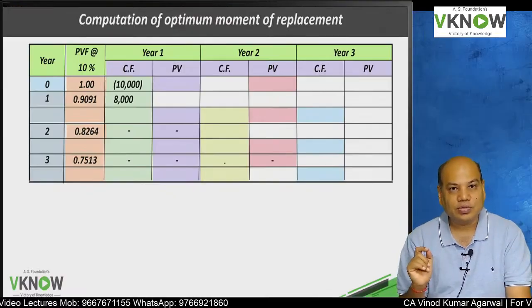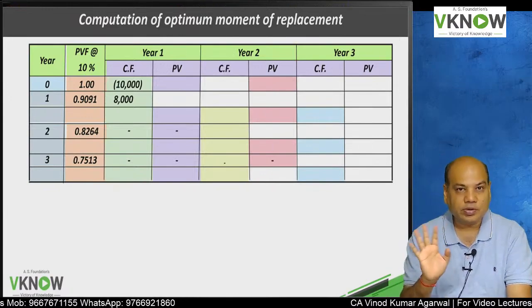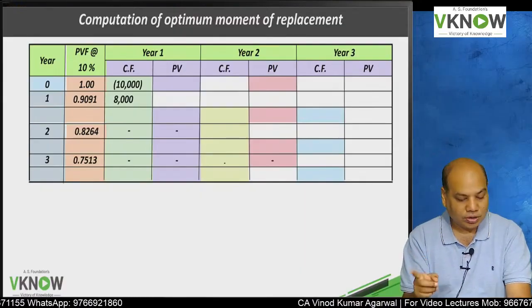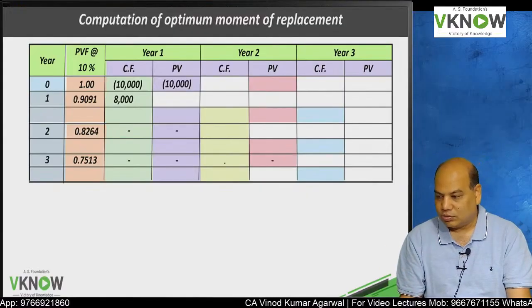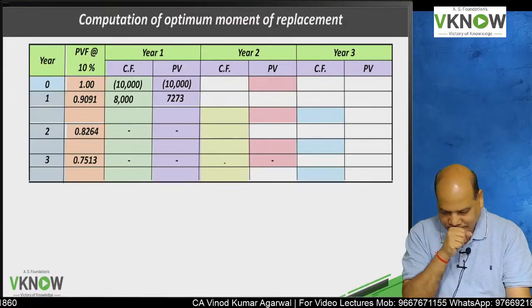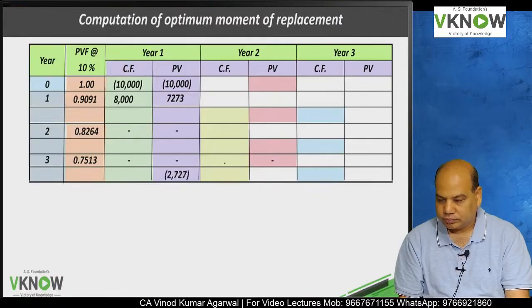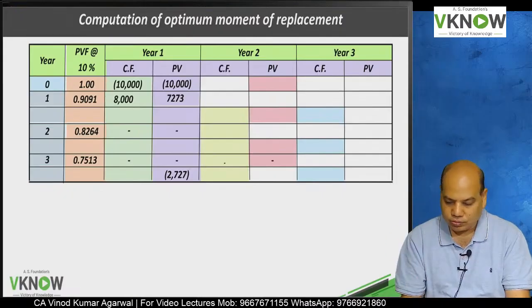Will you get salvage value? Yes, 8,000. You will get salvage value 8,000. 5,000 will not come. If that last paragraph is not there, then 5,000 will also come, 8,000 will also come. 8,000 is salvage value inflow. Calculate present value, 10,000, 7273. Take the total. This is 2727. Right? Present value is 2727 if you use the asset for 1 year. Okay, come to year 2.